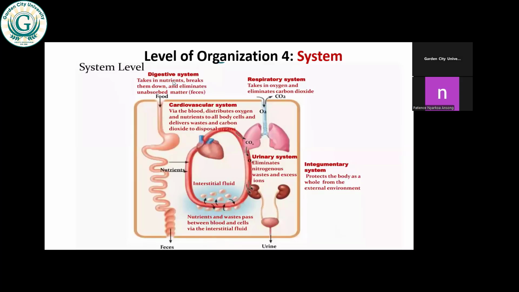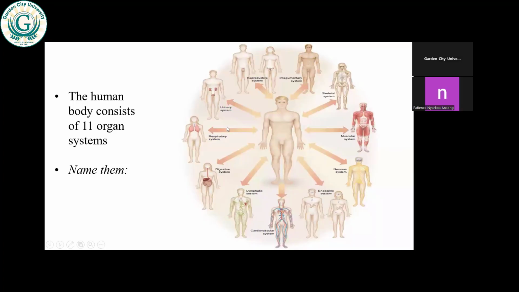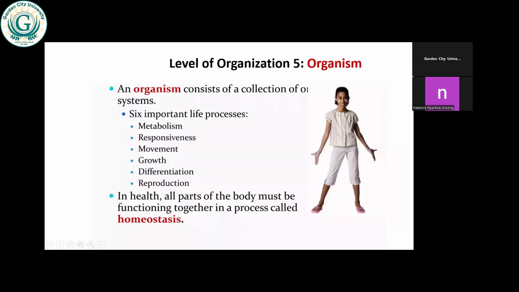Okay, so the system level. A system is made of two or more organs that are performing a similar function. You can have a lot of organs within the human body, but some will come together to form a system based on their function. Examples are the digestive, respiratory, cardiovascular, urinary and integumentary systems. They are 11, plus the special senses. You are going to take each one of them one after the other and look at how they function from the cellular level.